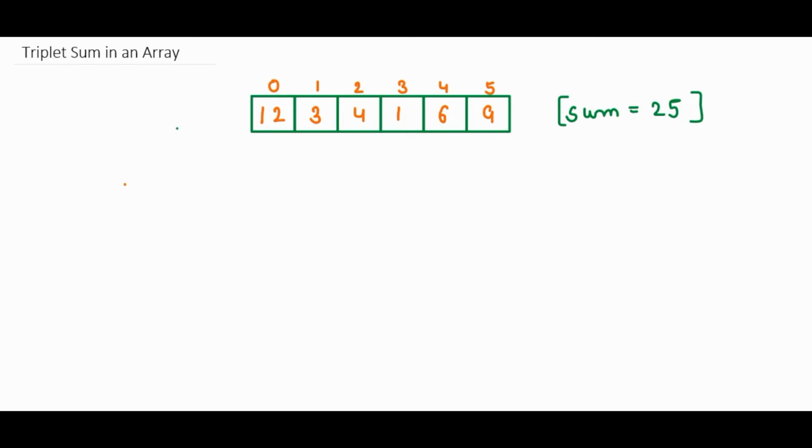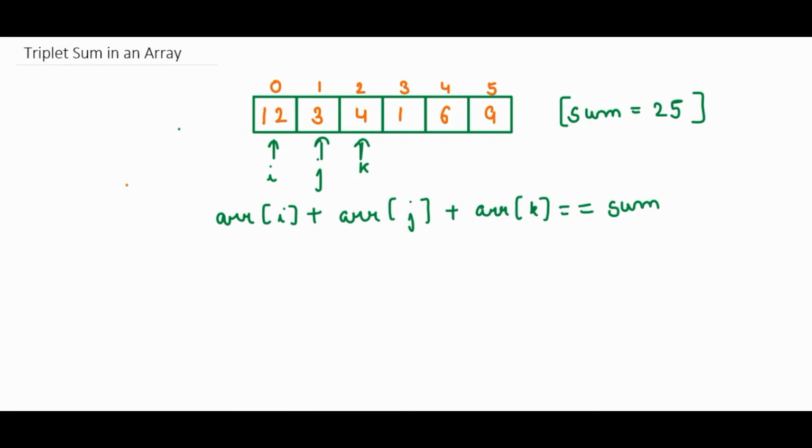So in this question we are given an array and a sum, and we have to find if any three elements in this array have a sum equal to the given sum. Okay, that's why it is called triplet sum, because we have to take any three elements from this array and find if their sum is equal to the sum which is given to us. Okay, now let's see how we can solve this.